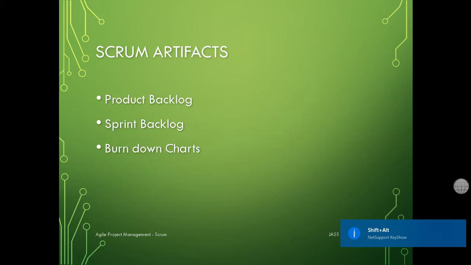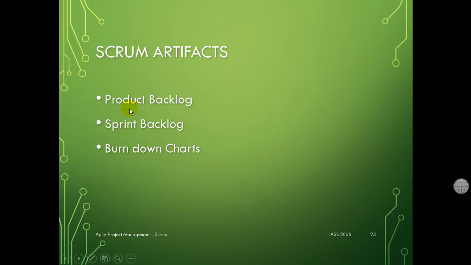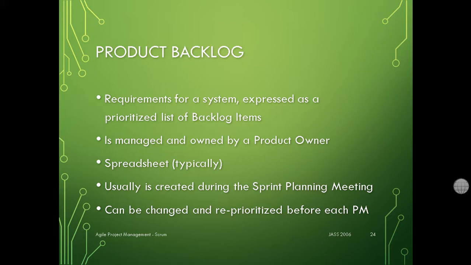Anyway, sprint review meeting. We have Scrum artifacts. We have talked about the product backlog and the sprint backlog, which is a subset of the product backlog. The problem here is, what are the items that should be included in the product backlog? How would we include them? So I'll try to sum that up for you as much as I can. Product backlog is the requirements for the system expressed as a prioritized list of backlog items. Who would probably make that list? It's managed and owned by the product owner.